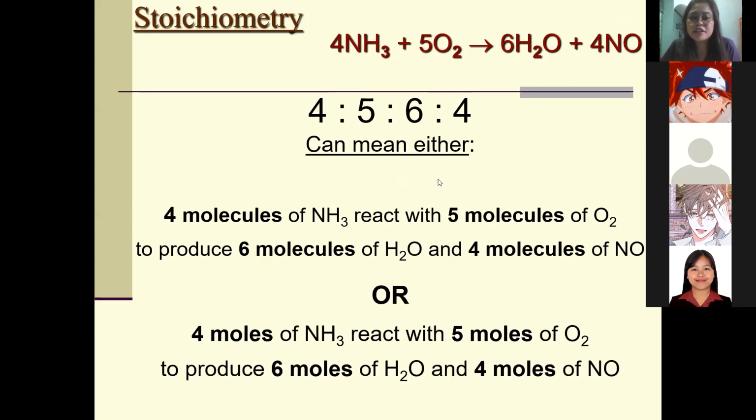But in simpler terms, we can actually use the term moles instead of molecules. So that's the same thing, 4 moles of ammonia reacting with 5 moles of oxygen and then producing 6 moles of water and 4 moles of nitrogen monoxide. Okay?